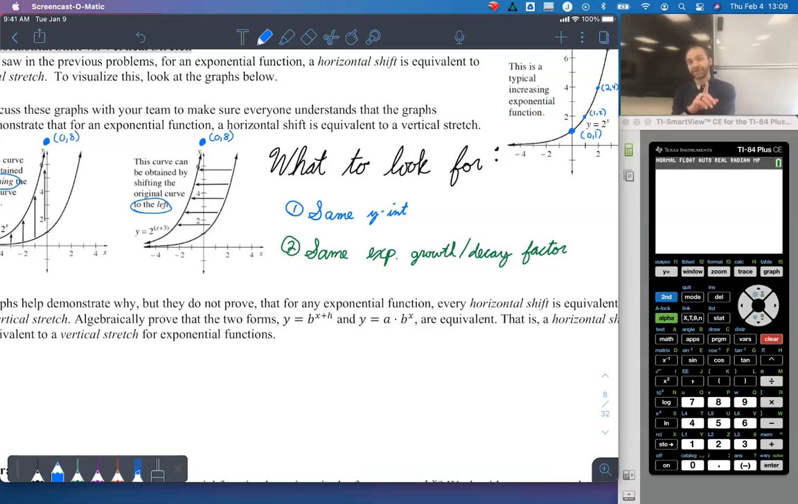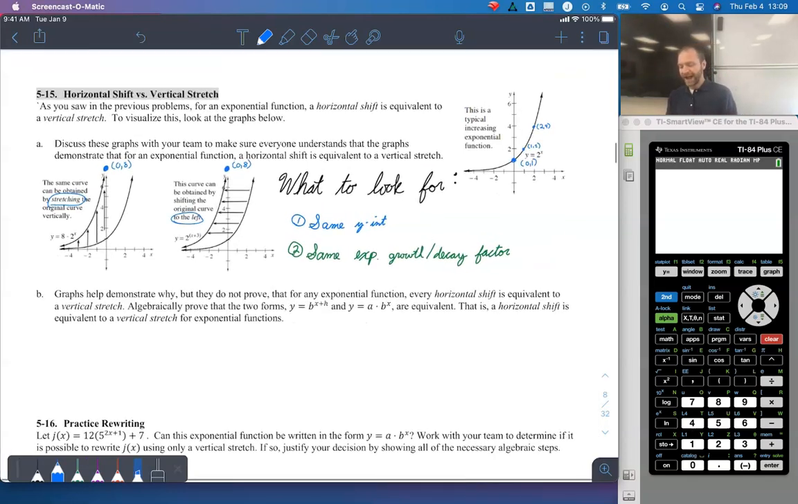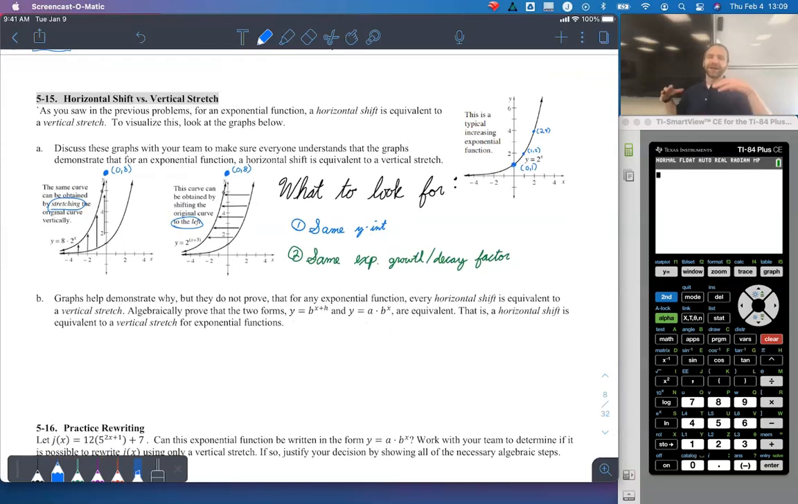Again, I said this in one of the previous videos, it's just like slope-intercept form. If you want to prove that two linear equations are equal to each other, you check, do they have the same slope? Do they have the same y-intercept? Because the slope is its rate of change, and it's a constant rate of change. For an exponential, the rate of change is an exponential growth factor. You still check the y-intercept, but you want to look for the exponential growth factor as well. And so we have those characteristics, and that is really what I want you to take away from part A: I want you to know what to look for to determine if two graphs are equal to each other, if they are different transformations.